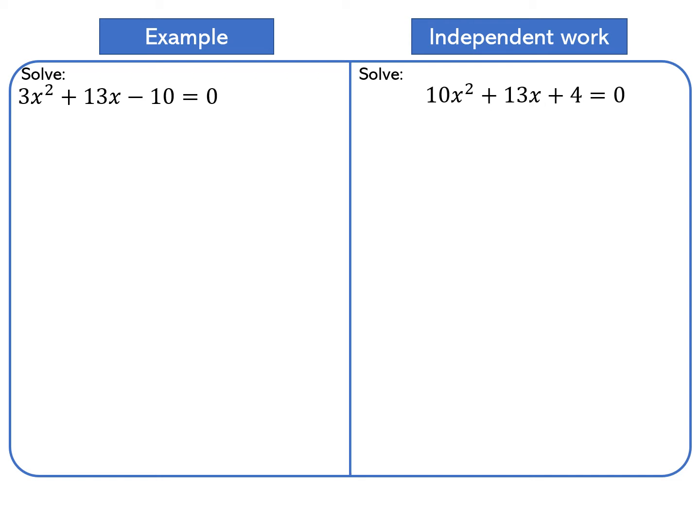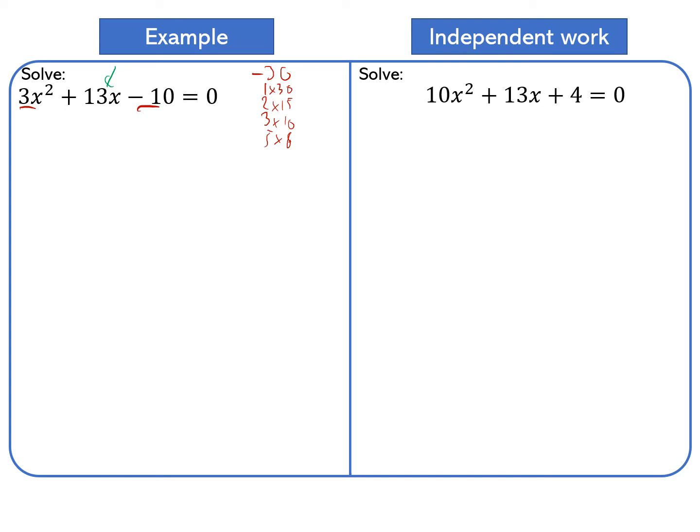Solve 3x squared plus 13x minus 10 equals 0. First step, multiply these two together. So that gives me minus 30. 3 times 10 is 30, minus and a positive is a minus. So I get factor pairs of 30 out. I've got 1 and 30, 2 and 15, 3 and 10, and then we've got 5 and 6. I want to make 13.